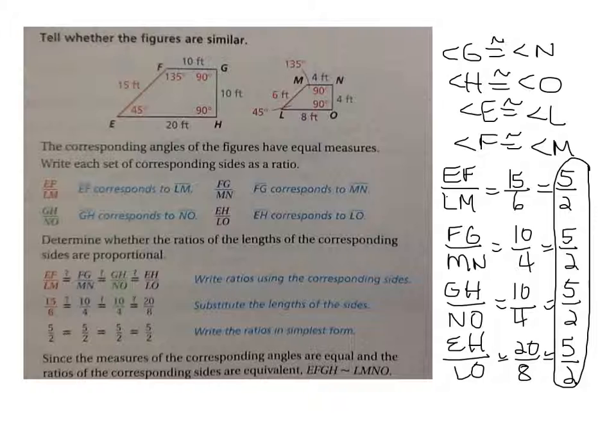Okay, so here it's just talking about how you determine whether the ratios are proportional. So what they're doing is they set up all the corresponding sides and they're wondering, question marks, if they're proportional. Is 15 to 6, 10 to 4, 10 to 4, and 20 to 8 proportional? Once you reduce them, what do you find out? They are. They are all proportional. In simplest form, they all equal 5 to 2.